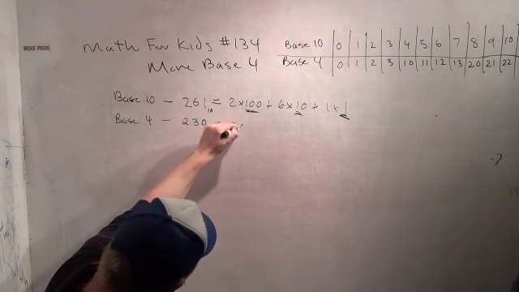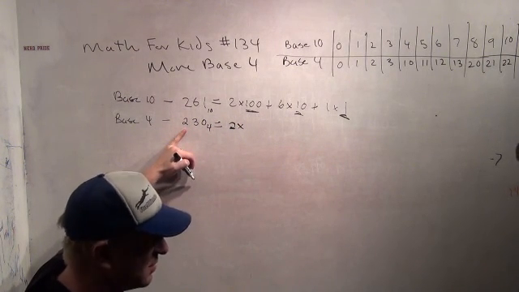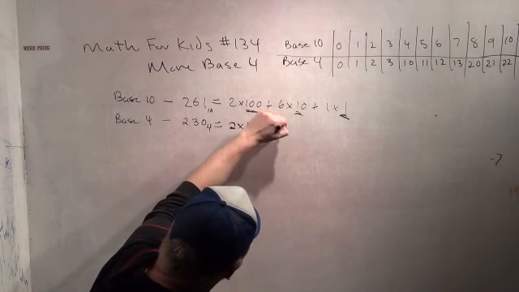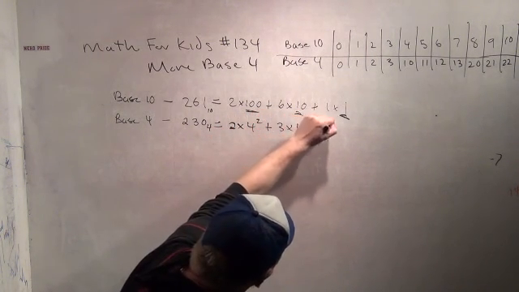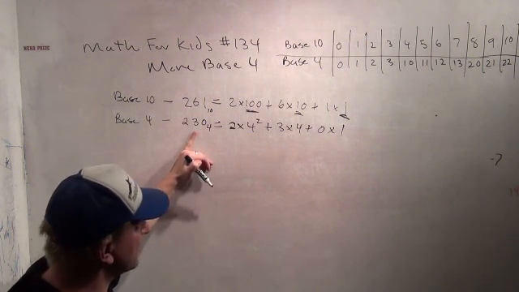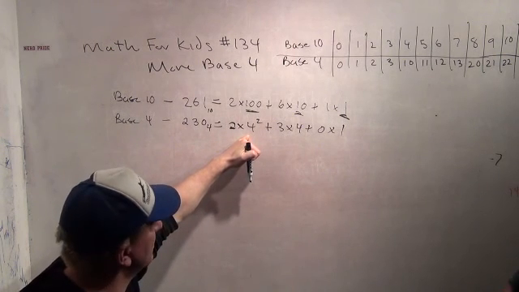This means 2 times, this is the 16s digit, right? Or 4 squared. 2 times 4 squared plus 3 times 4 plus 0 times 1. Okay? So we have the 1's digit, the 4's digit, and the 16's digit, because 16 is 4 squared. Does that make sense? Yep.